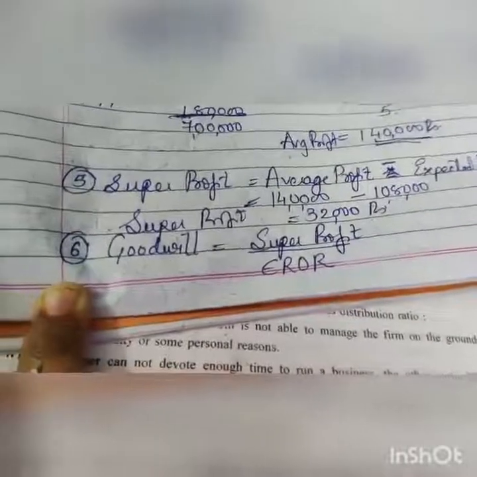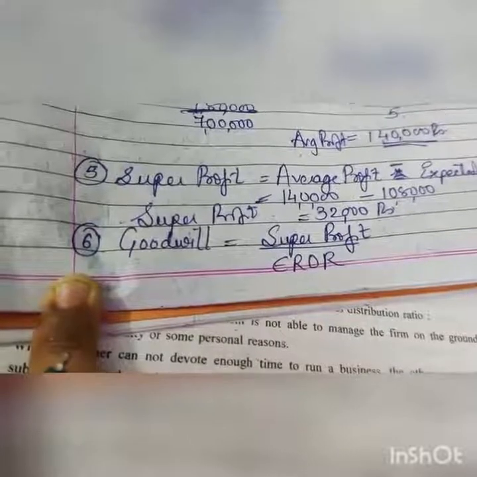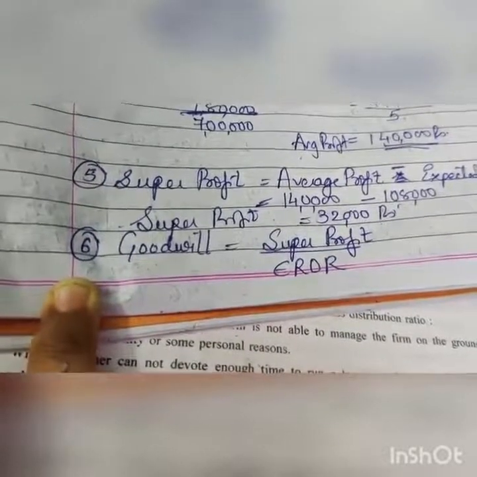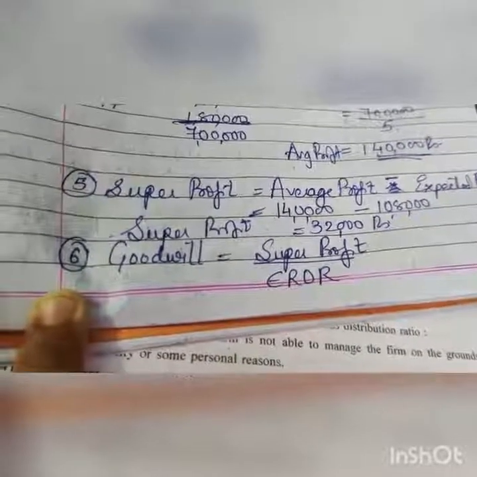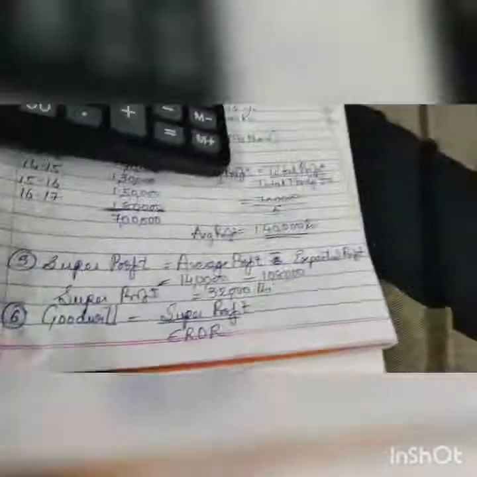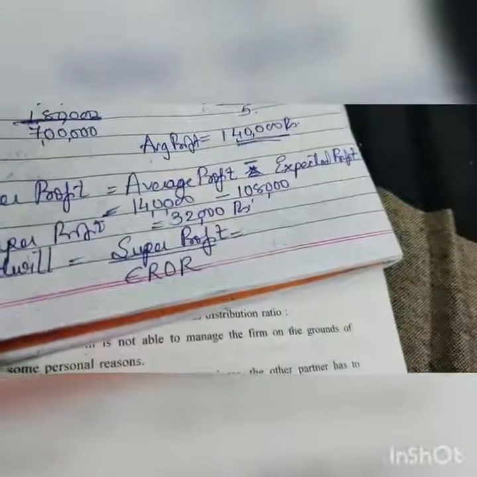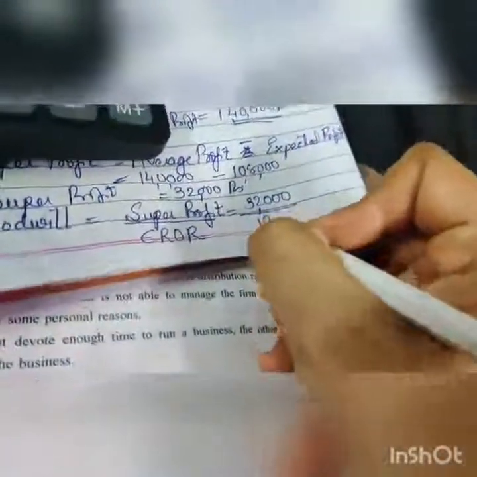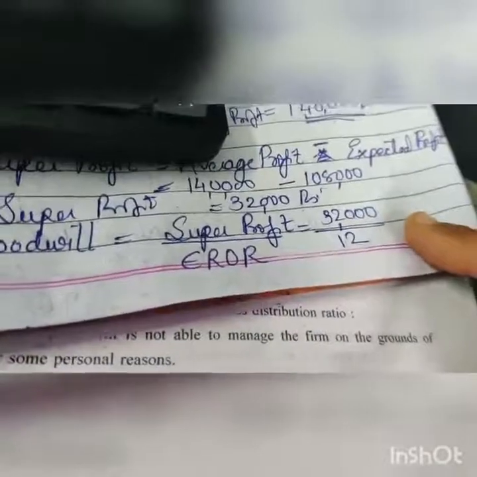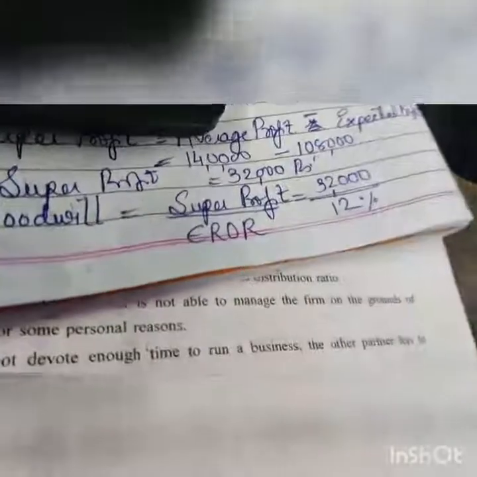Okay, now accordingly the sixth step, that is goodwill. Here you will not use the formula which we use in the super profit method. Okay, this is a combination of both capital and super profit, so it is the capitalized super profit method. So here in this case you will do super profit upon expected rate of return. Super profit is how much? 32,000 divided by how much is the expected rate of return? 12%. See, if I'm only writing 12, then I'll have to multiply by 100. If I don't want to multiply by 100, what I will do is put the percentage sign.